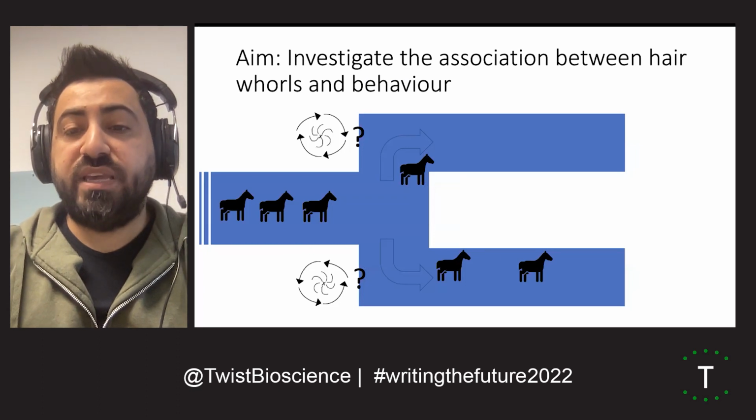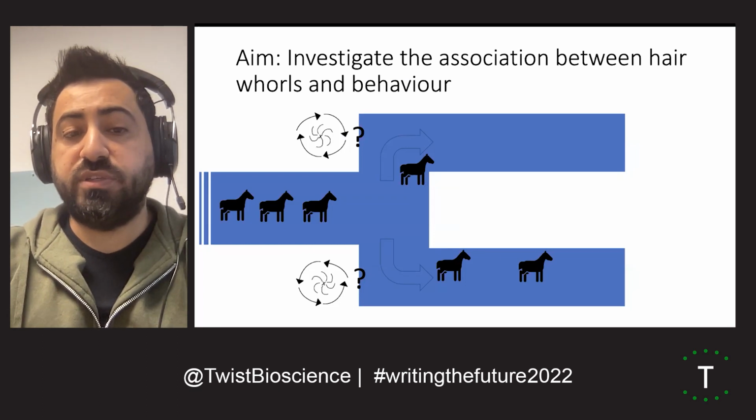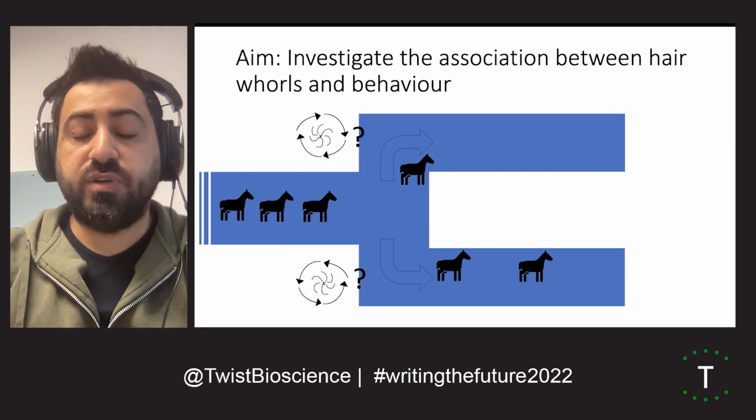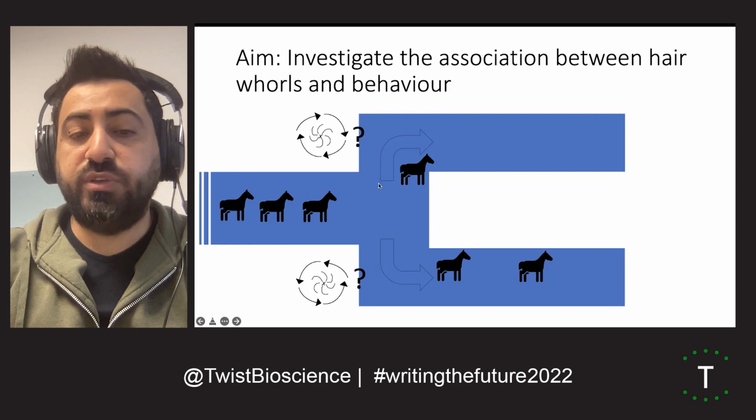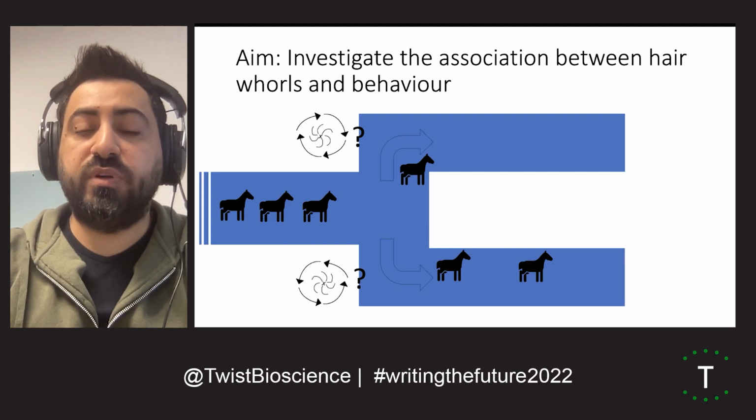Our aim is to investigate the association between hair whorls and different behaviors. So, for example, if the horses are to pass in a path, if they have this shape of the hair whorl, will they choose this path or will they choose the other path? This is, for example, one of our aims.